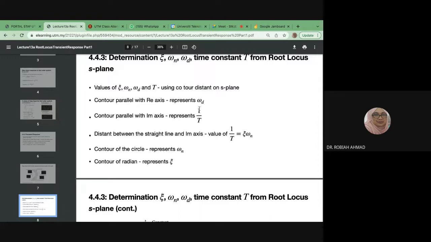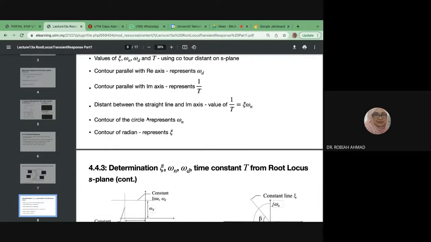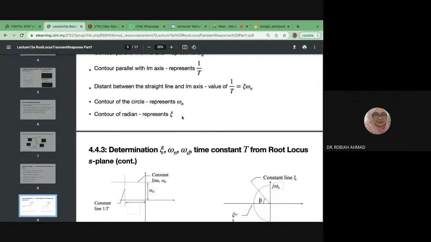Jadi daripada imaginary axis tu 1 over t. So dari situ kita dapatkan value from the graph and then we can get the t. Distance between the straight line and imaginary axis, value of 1 over t equal to zeta omega n. Contour of the circle represent omega n. Contour of radian represent zeta.